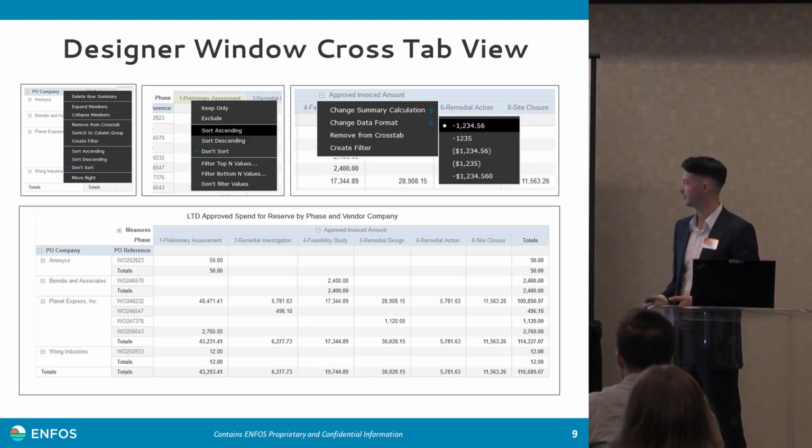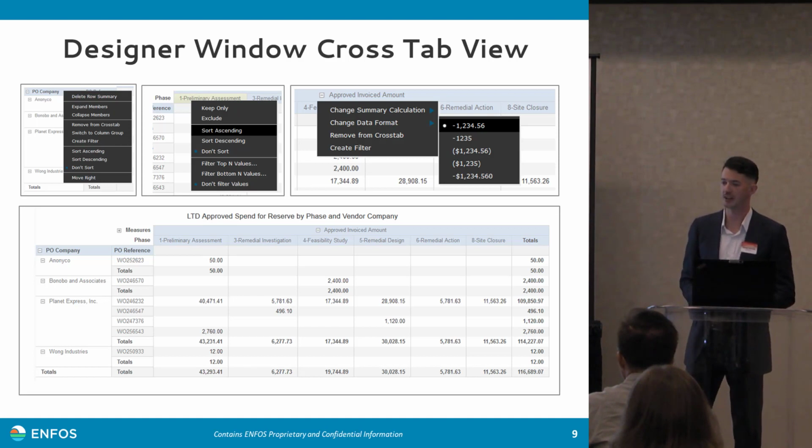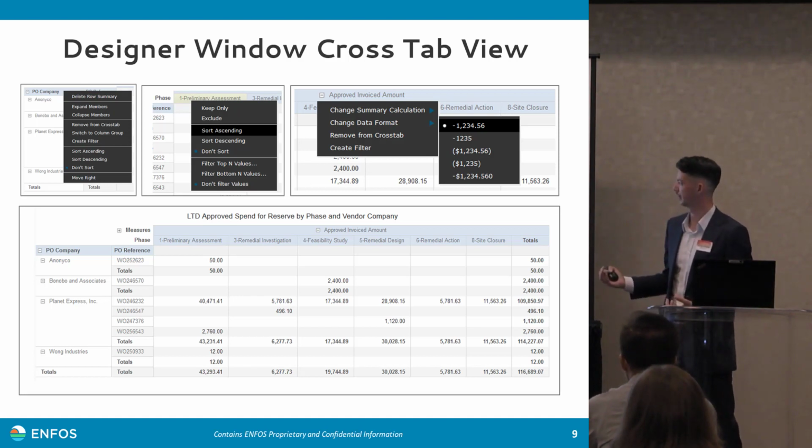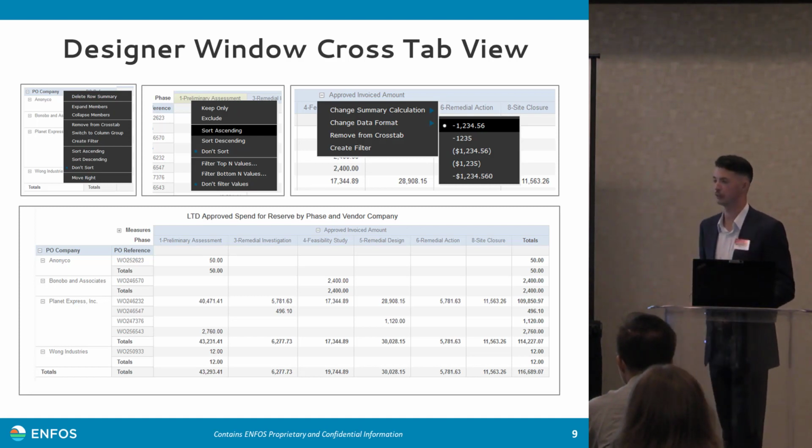Now, if we look at that center section, which is actually your designer panel, where you can see what you're building, there's a lot going on here. So I built out just a fairly straightforward pivot table. This is life-to-date approved spend for reserve only by WBS level phase and vendor company.